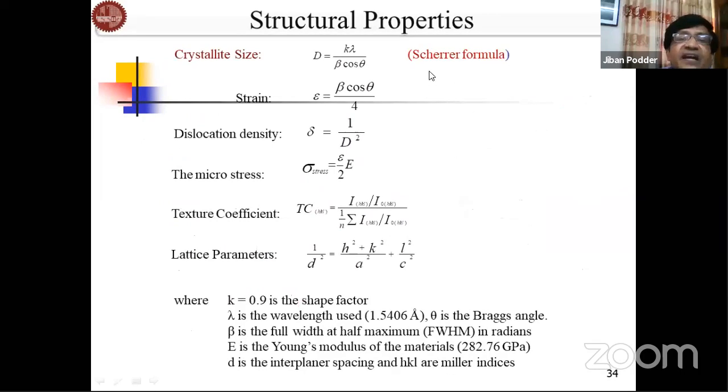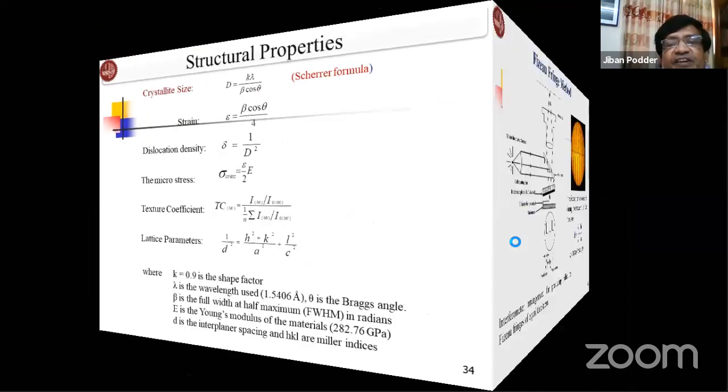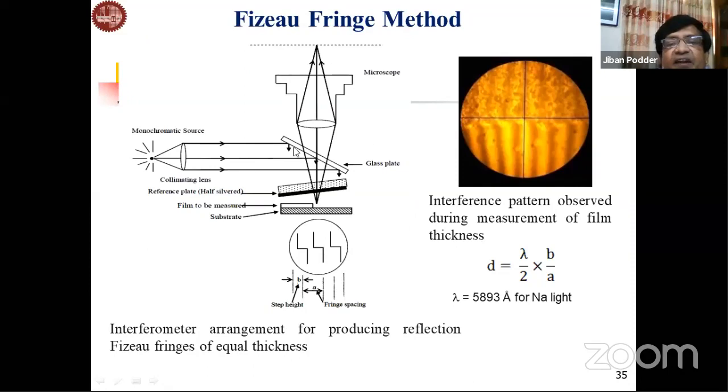Here are some structural parameters we need to calculate: the crystallite size, strain, dislocation density, microstress, structure coefficient, and lattice parameters. These are all standard equations. We have also developed the Fizeau fringe method, multiple beam interferometry. Here we have to calculate the step height and fringe spacing using a sodium lamp. So using these equations, we can calculate the thickness of the film.